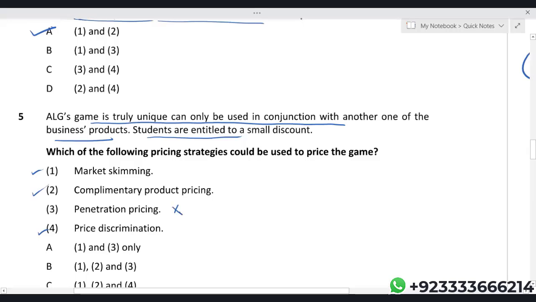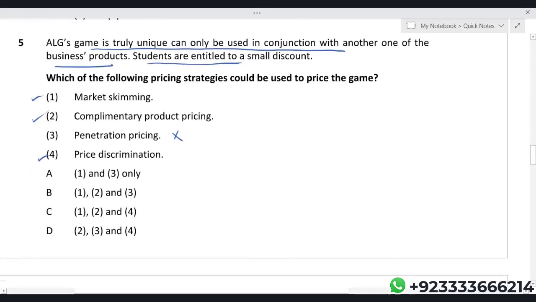Not this. When my product is unique, different, why would I go for price penetration? I'll go for skimming. I'm giving a small discount to the students. I'm not giving the discount to everyone, so price discrimination. My product will be used in conjunction with the other product, so complementary product pricing. So 1, 2, and 4. Let's see what is the option. Option is C, Charlie.